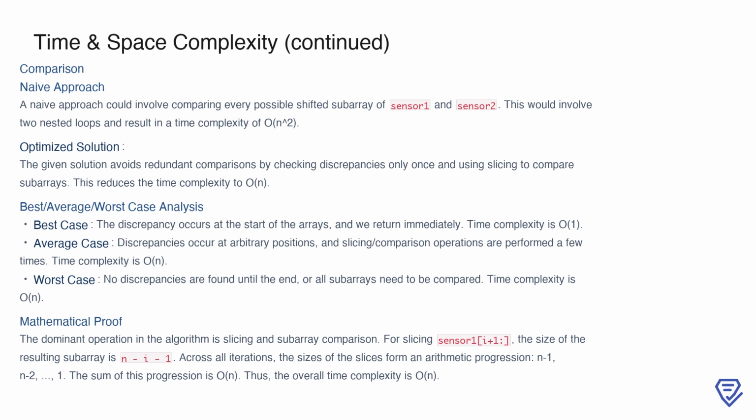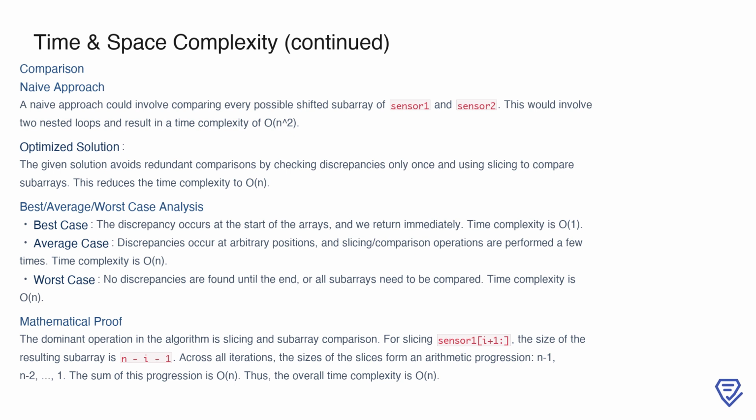Looking at the best, average, and worst case scenarios, the best case occurs when a discrepancy is found right at the start of the arrays. In this situation, the algorithm returns immediately, leading to an O(1) time complexity. In the average case, discrepancies arise at intermediate positions, requiring slicing and comparisons a few times, making the time complexity O(n). The worst case happens when no discrepancies are found until the end, or all subarrays need to be compared, resulting in an O(n) time complexity.